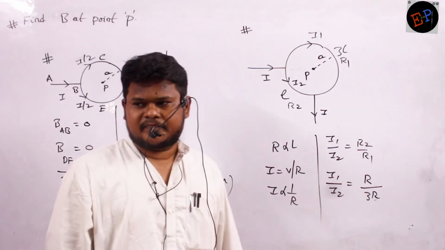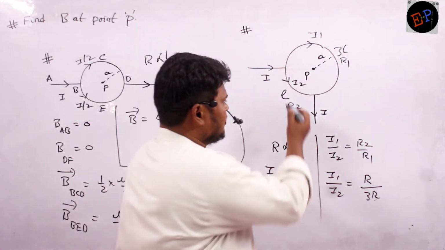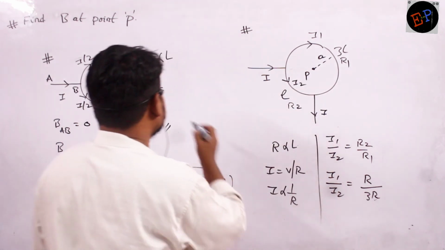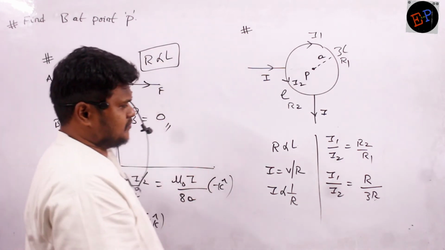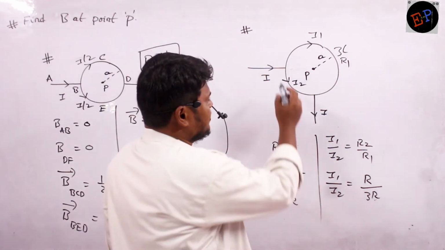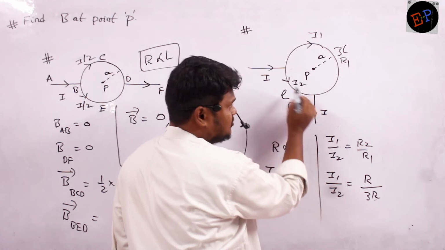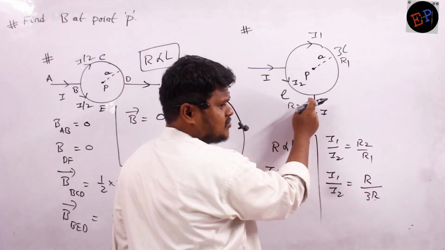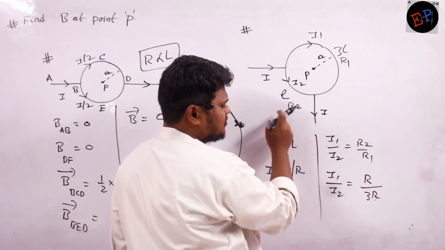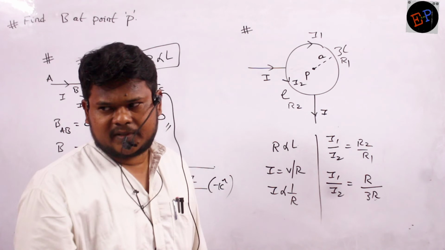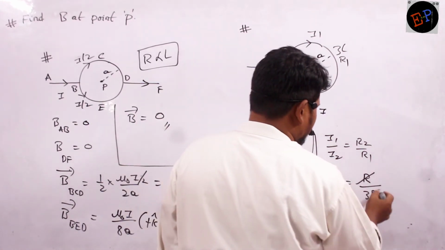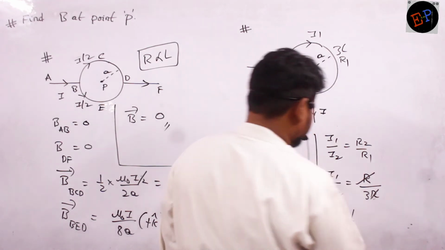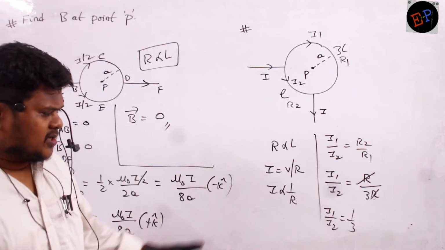Can I write like this? Length is very small, so resistance will also be very small because resistance is directly proportional to length. Here length is how many times bigger? 3 times bigger. So resistance should be 3 times greater compared to this resistance. So R1 will be 3 times of this resistance, 3R. Satisfied? Clear? Cancel R and R. So I1 by I2 should be equal to 1 by 3. So the ratio I got.